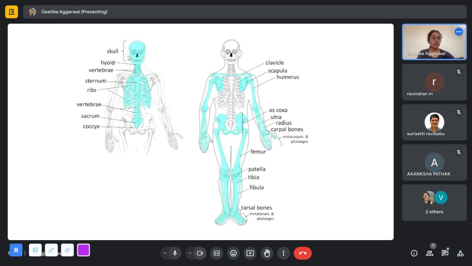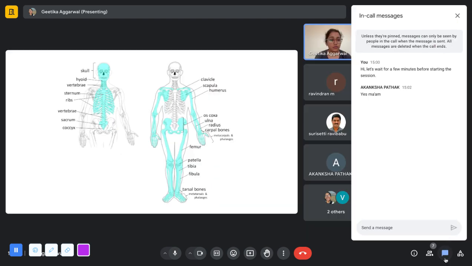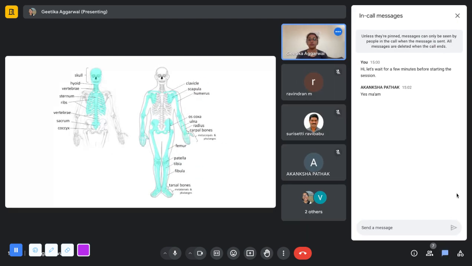So here are these two forms of the skeleton. One of them is along the midline of the body, and one of them is in the limbs and appendages. So this is a classification based on the position of the bones in our body. So can you tell me what are these two skeleton types? What are they called? The one that is along the midline of the body and the one that is in the limbs. What are these two types of skeleton called? You can either unmute yourself and tell me the answer, or you can type it out in the chat box.